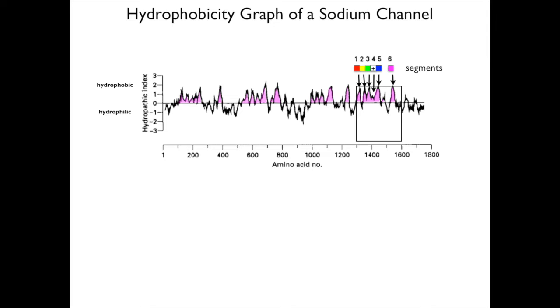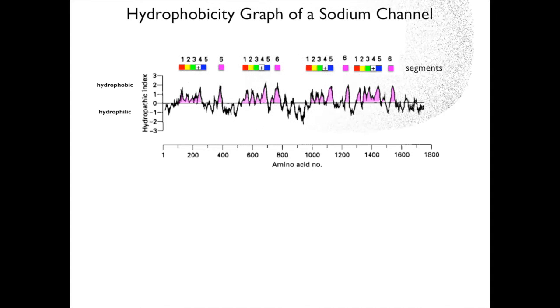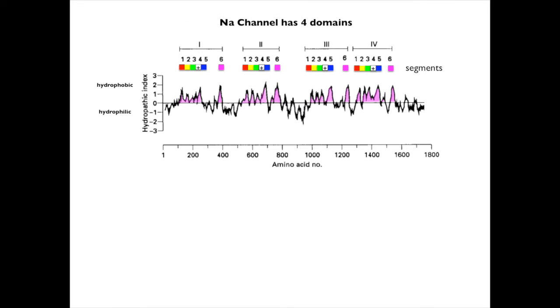If one considers the entire plot, there is a repeating pattern such that a series of 6 peaks is repeated 4 times. Each series of 6 peaks is called a domain of the channel, and since there are 4 repeats, the channel has 4 domains. 1, 2, 3, 4.